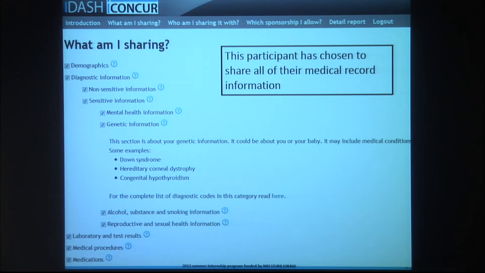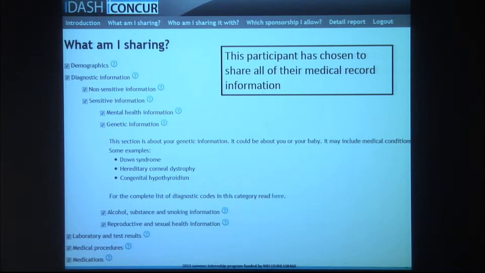So this is a screenshot of the iConcur tool. When a participant signs into the tool and finishes reading the introduction, they're brought to this screen where they are given all these different categories of information that they can choose to share or not share with researchers. And as you can see, this particular participant has chosen to share all of their medical record information.